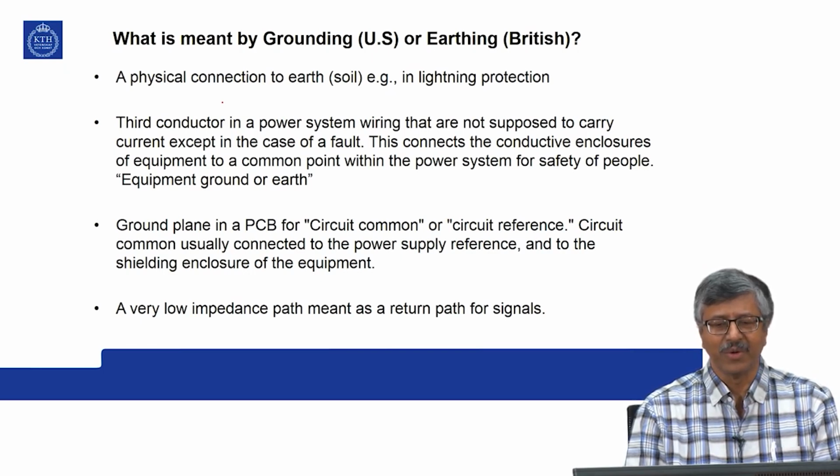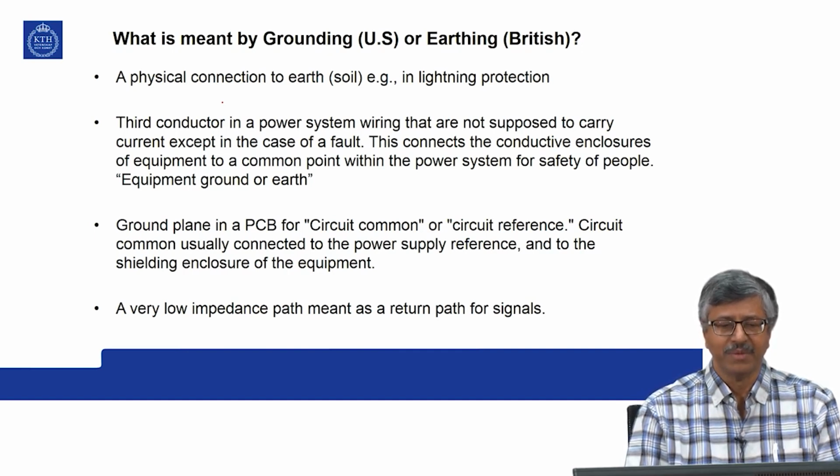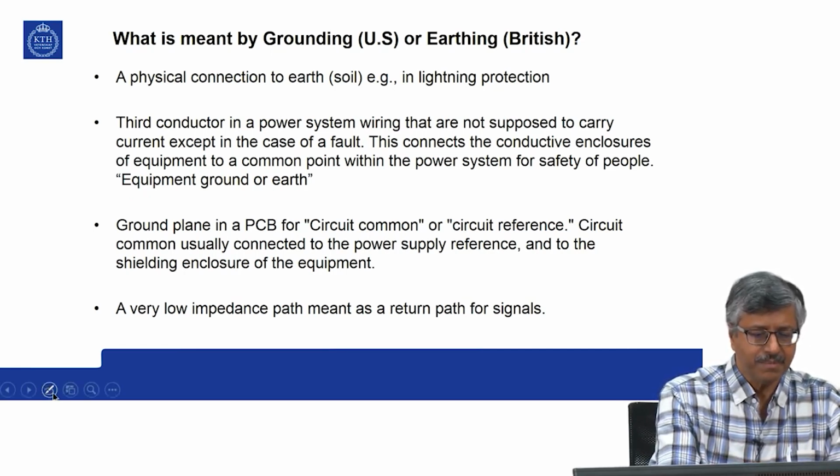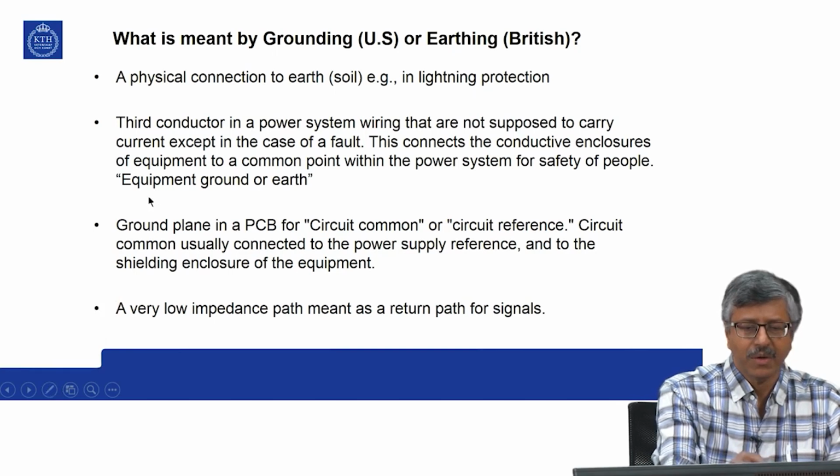So there grounding is more like a third conductor. For example, in a power system wiring, this third conductor is not supposed to carry any current except in the case of a fault. So this third conductor connects the conductive enclosures of equipment to a common point within the power system, and this is mainly for safety reasons, for the safety of the people from electrical shock. So this is often called equipment ground or earth, equipment earth.